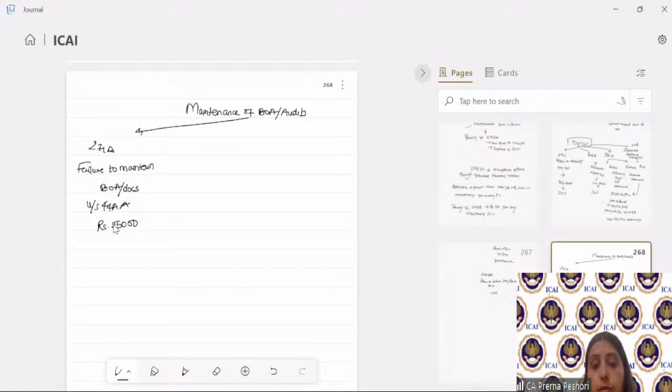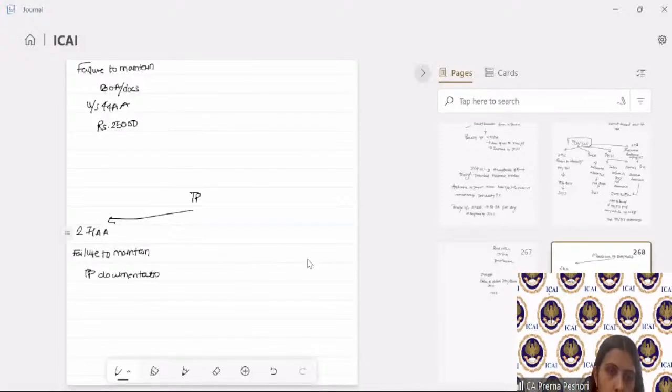Then the second penalty is in relation to the transfer pricing documentation, which is specifically for the transfer pricing documentation. I'm not writing it here, I'm considering it separately, because there are certain TP documentation requirements: failure to report the transaction which the assessee is required to report, or furnishing the incorrect information.